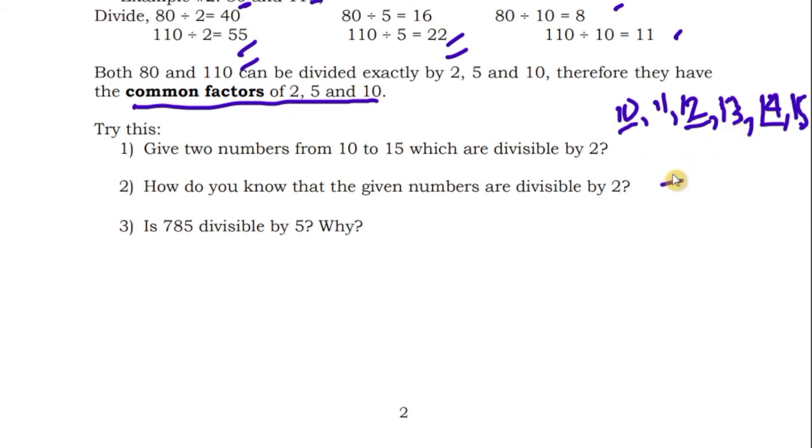So give two numbers from 10 to 15 which are divisible by 2. The possible numbers are 10, 12, and 14. So the possible answer is 10 and 12, 10 and 14, or 12 and 14.